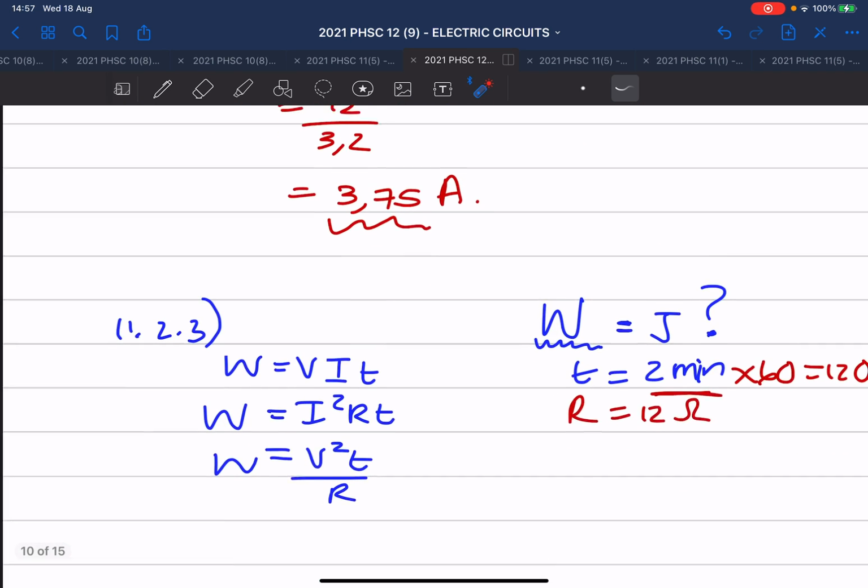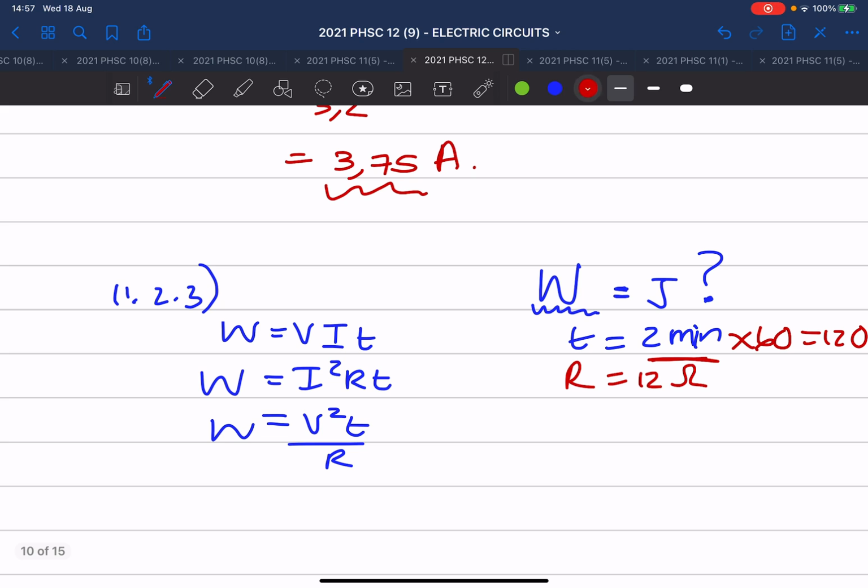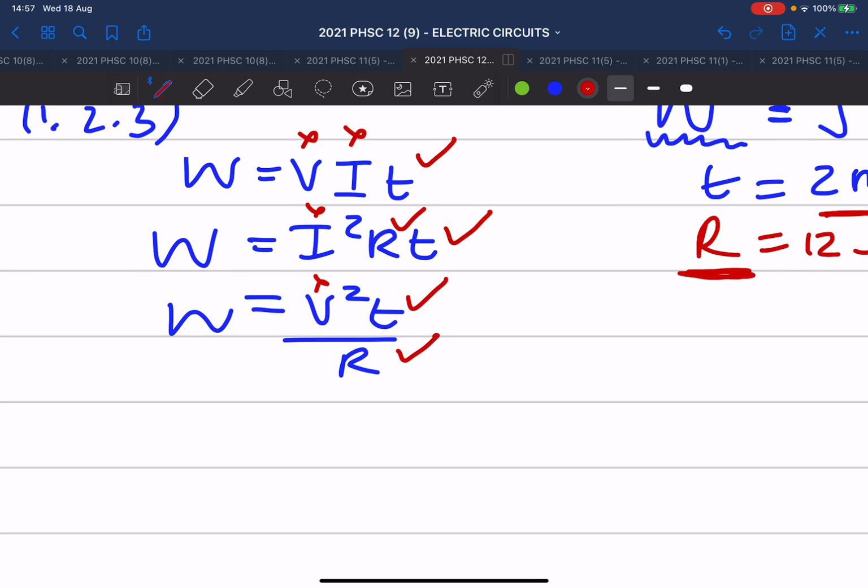Okay, so let's check here. What I do have is I have the resistance, and I have time. I don't have the volts, I don't have the current. So the question counts 5 marks. 5 marks normally means 2 calculations. Okay, so it makes sense that I have to go calculate first the current or first the volts. Okay, I'm definitely not going to do both. So I'm not going to use the first equation.